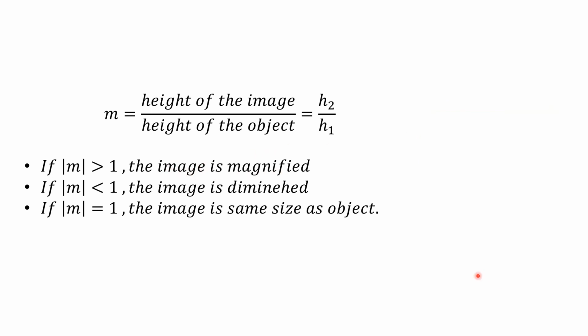Clear? If mod m is less than 1, h2 by h1 is less than 1. That means the height of the image, h2, is smaller than the height of the object, h1. The image formed will be small in size, or I can say the image is diminished. D-I-M-I-N. The image is diminished.